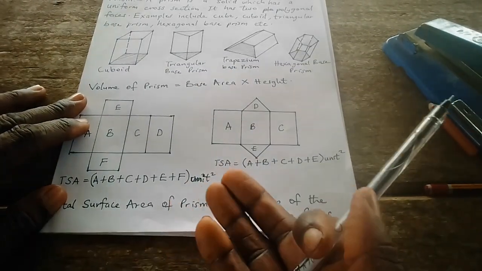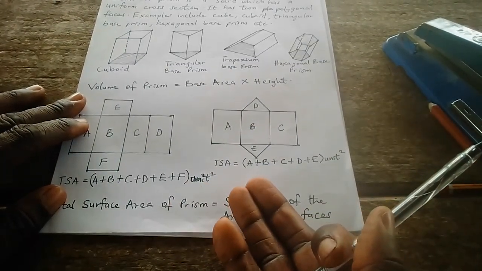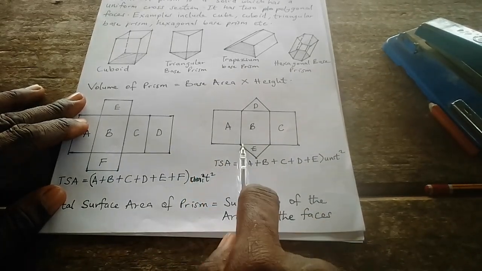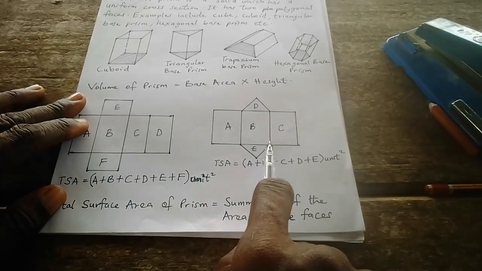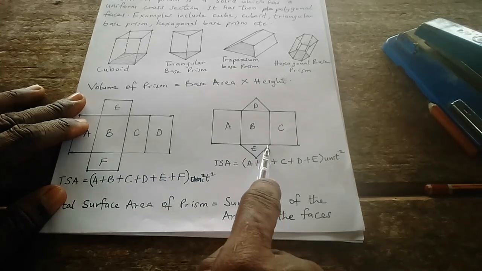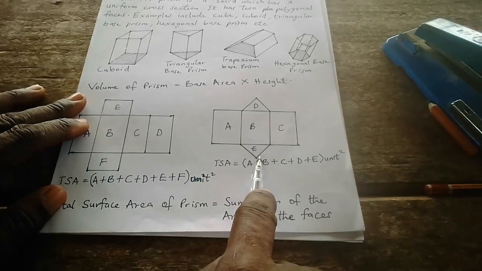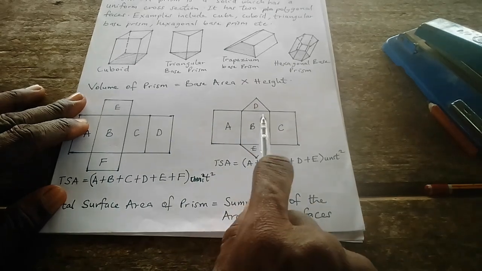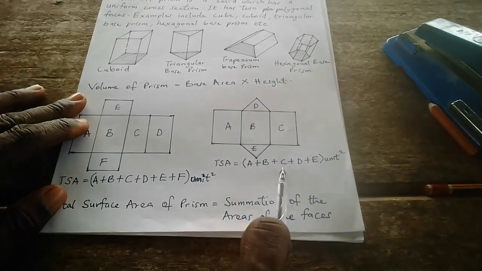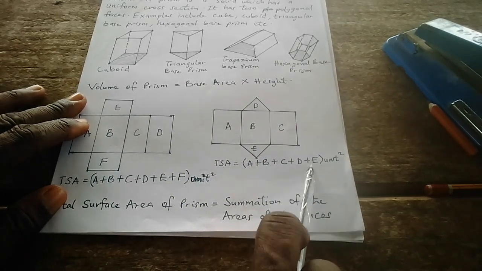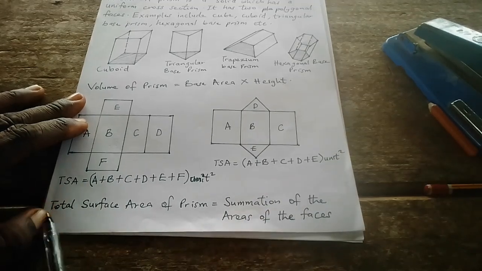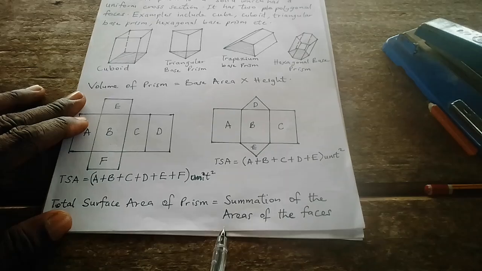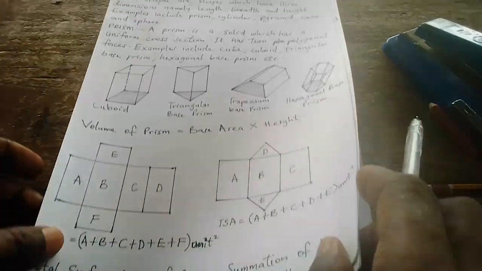So you first dismantle any prism you have, then look for the area. You look for the area of A, the area of B, a rectangle, the area of C, another rectangle, then the area of the base here, which is a triangle, and the area of the top, which is also a triangle. Now you add everything together. That will give you the total surface area. So generally we say that the total surface area of a prism is the summation of the areas of the faces.